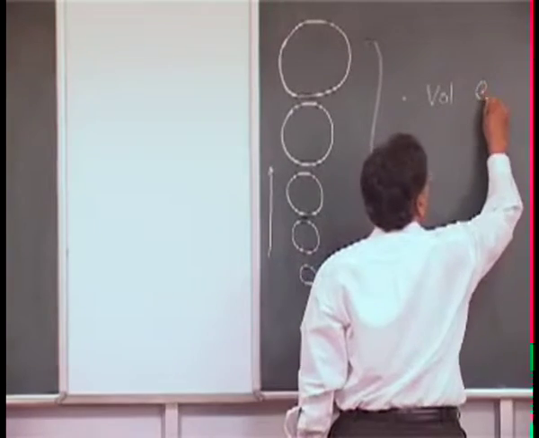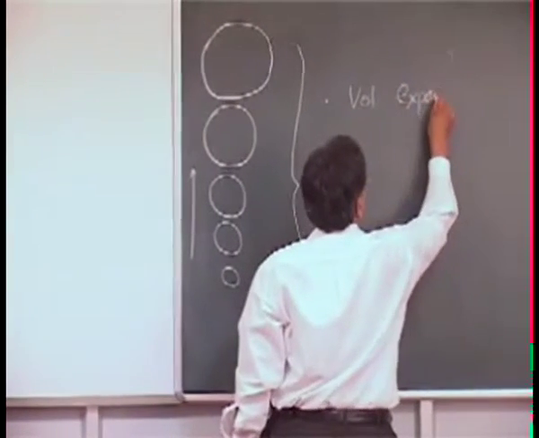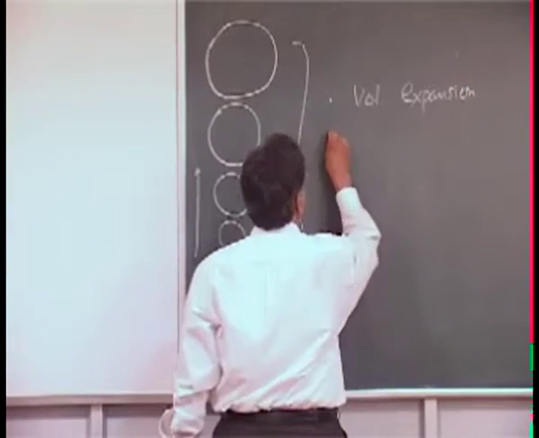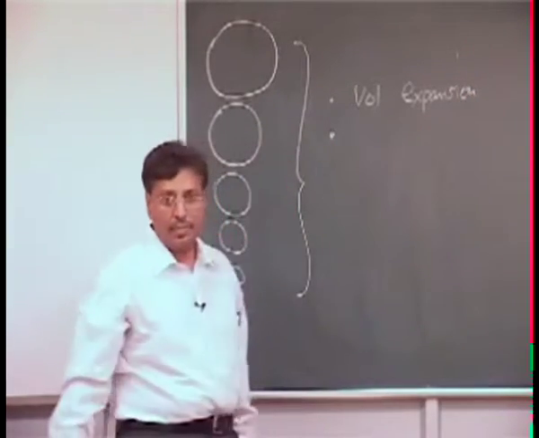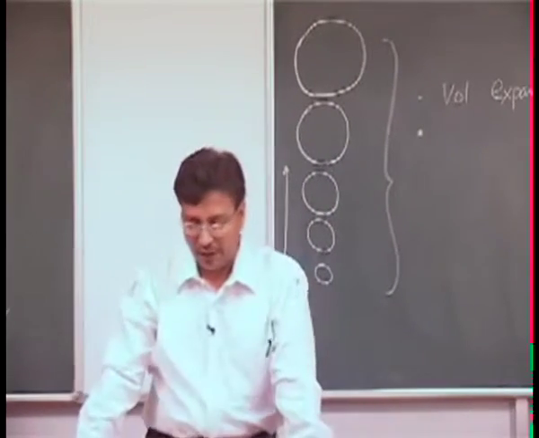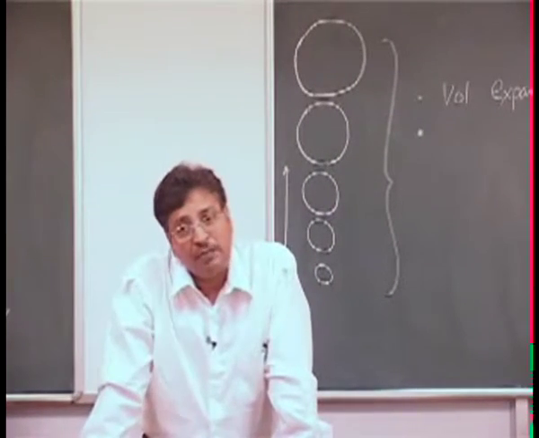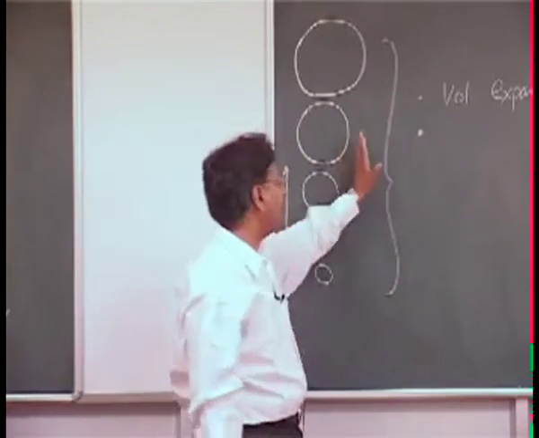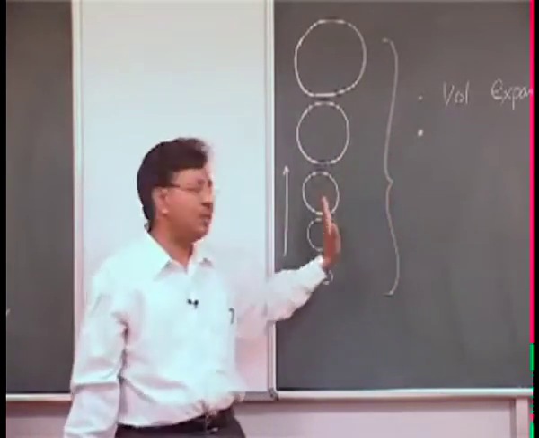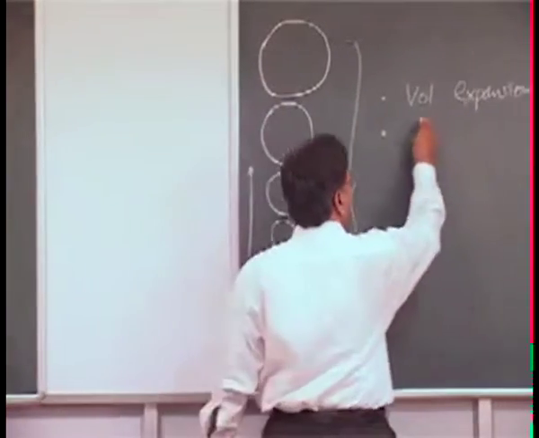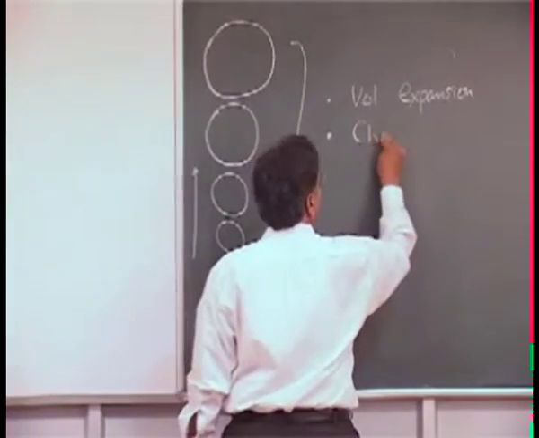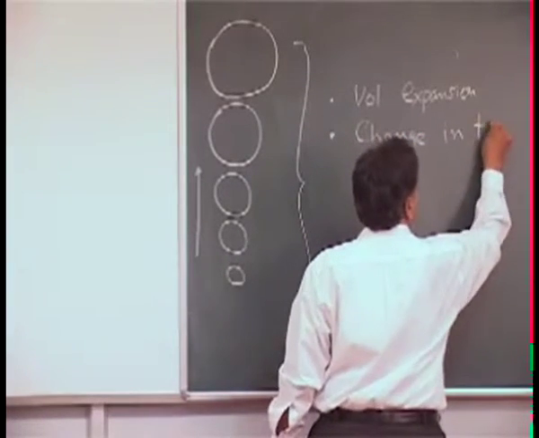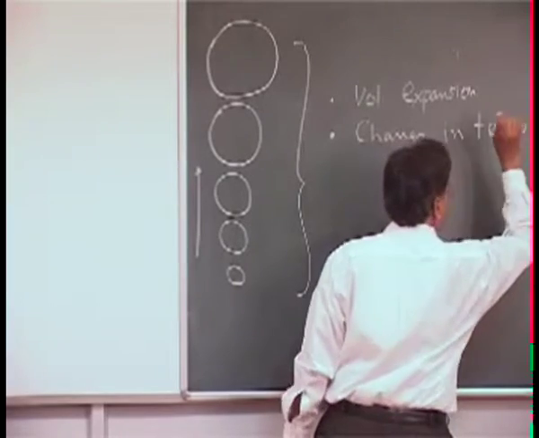Volume expansion. Okay, and what else? The volume is expanding and there is a change in the temperature of the air parcel. The surrounding temperature, whatever it is, is not being affected by this one. And then you say volume expansion and change in temperature. Okay.